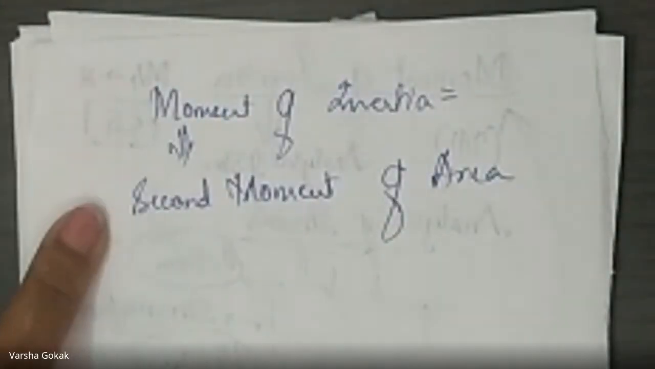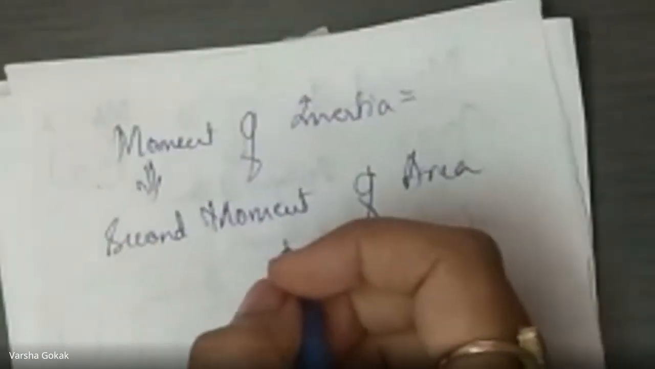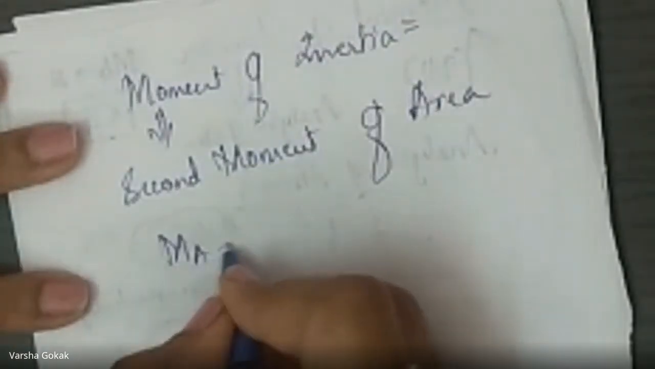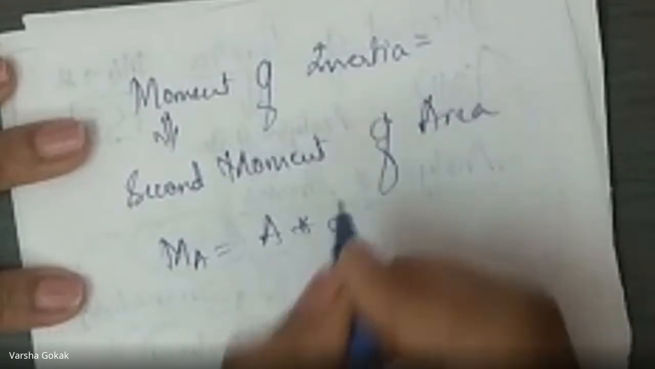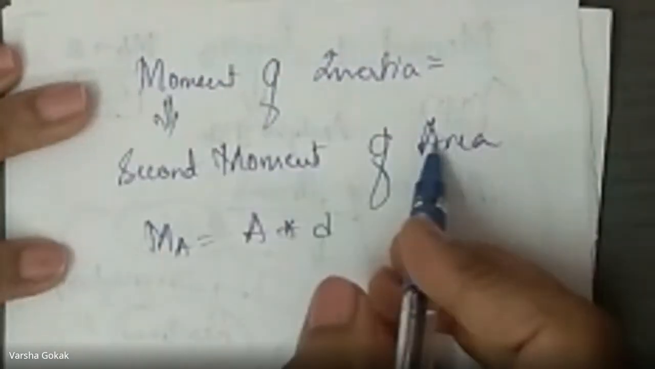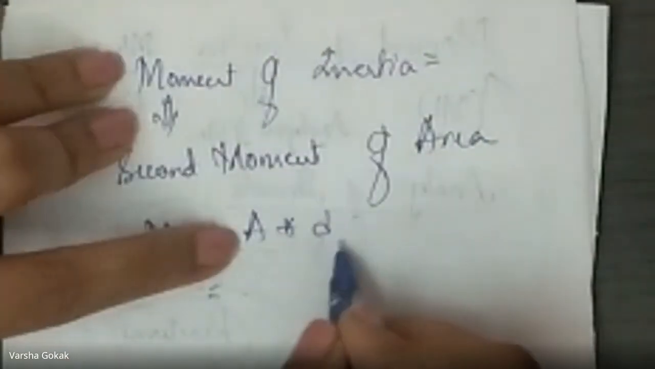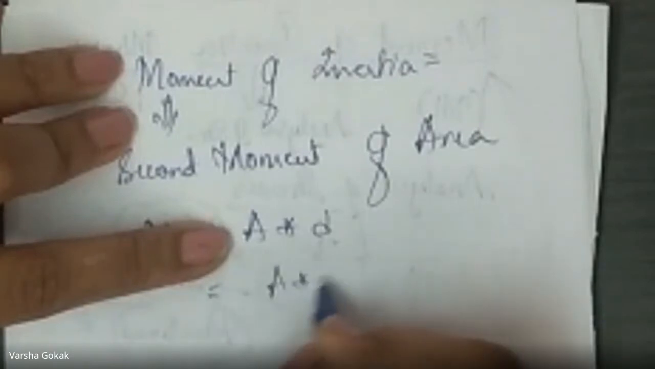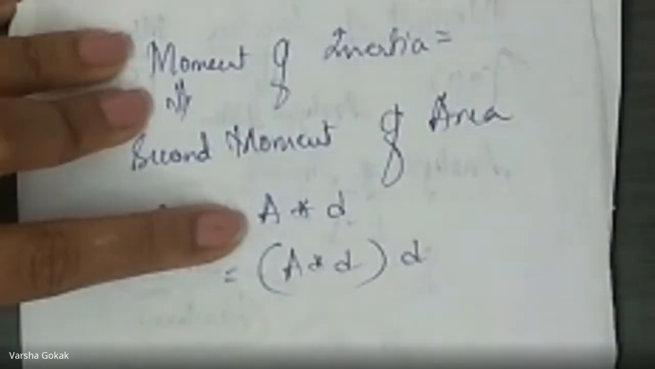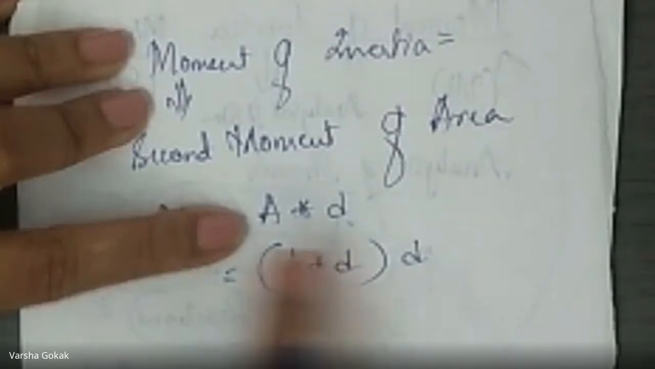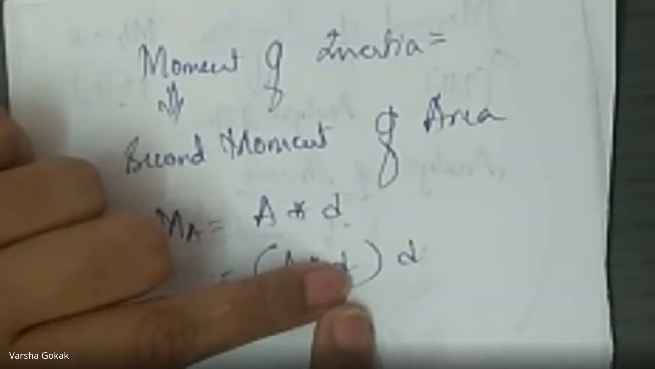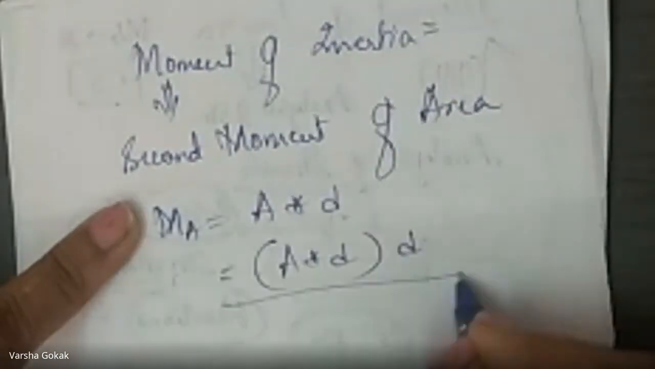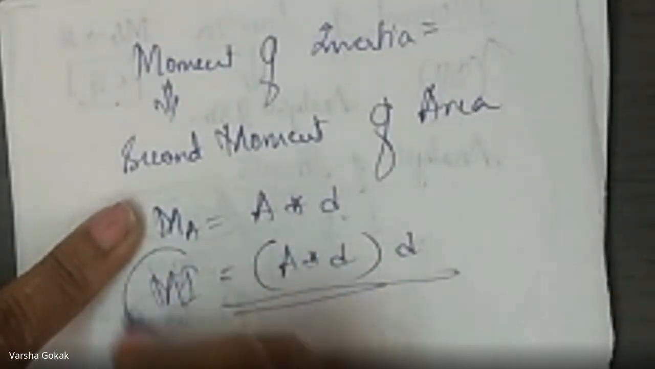Okay, it is called the second moment of area. What does second moment of area mean? Any guesses? General guesses. Now I said moment of area is going to be area into perpendicular distance d. Second moment of area means, this is the first moment of area, right? A into d. Again I'll multiply it by d. A into d is the first moment of area. This into d again becomes the second moment of area. That is nothing but moment of inertia.